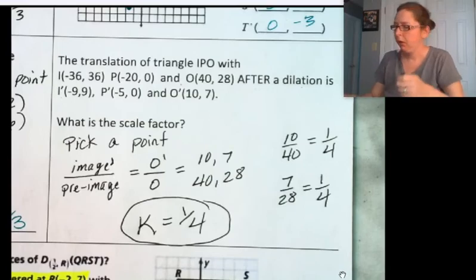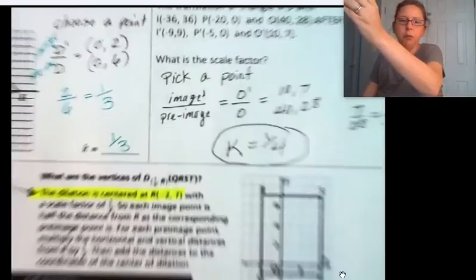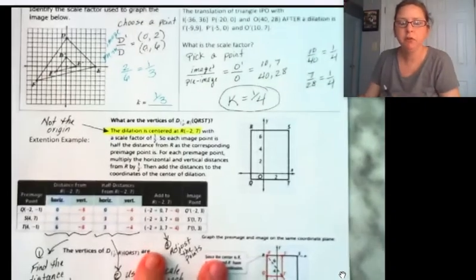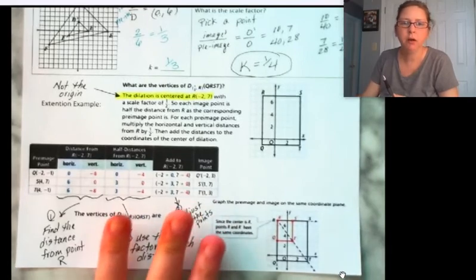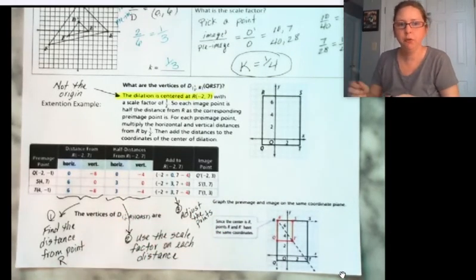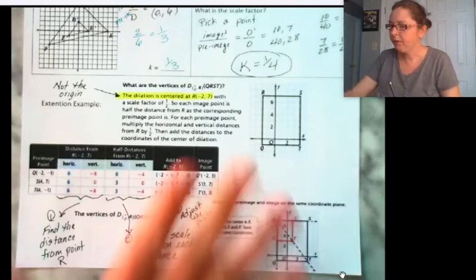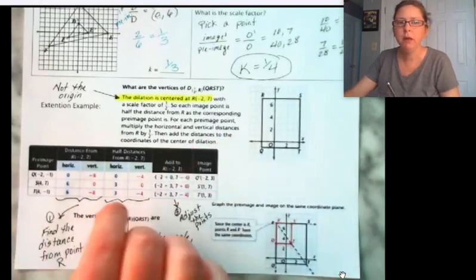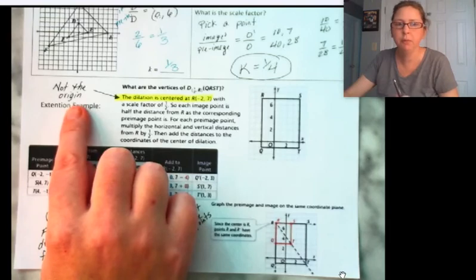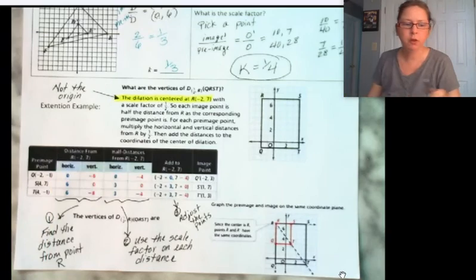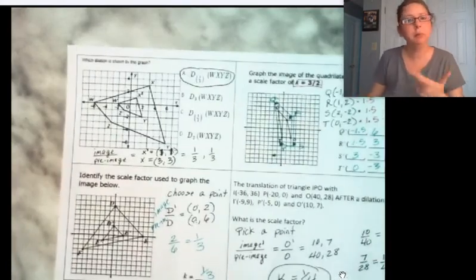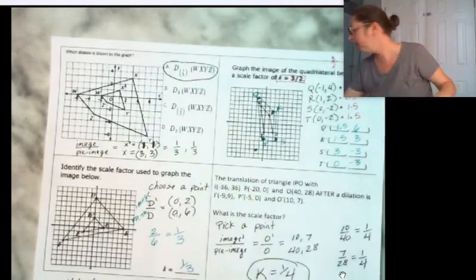All right. Now, there is one more example in your notes. It is an extension example. I'm going to create a separate video that will walk us through how to do a problem like this. This is an extension where the origin is not going to be the center of dilation. All right, so be sure that you watch the extension video. And then after that, you'll go ahead and complete your assignment on Canvas.